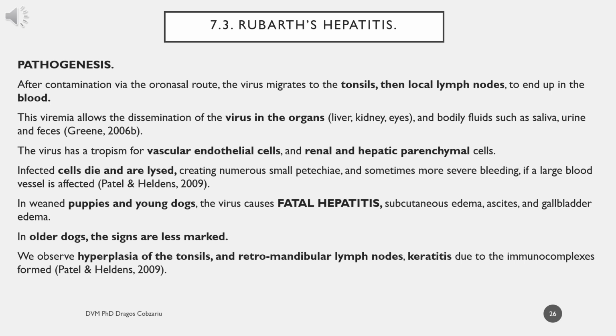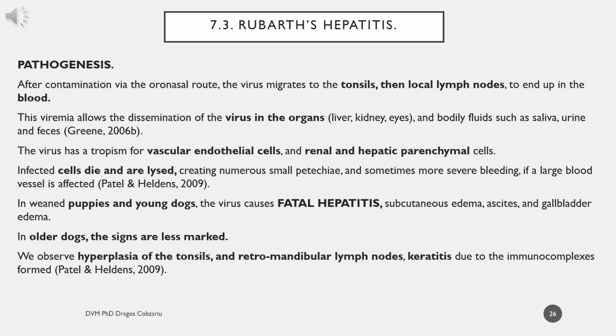Pathogenesis. After contamination via the oronasal route, the virus migrates to the tonsils, then local lymph nodes, to end up in the blood. This viremia allows the dissemination of the virus in the organs, liver, kidney, eyes, and bodily fluids such as saliva, urine and feces. The virus has a tropism for vascular endothelial cells, and renal and hepatic parenchymal cells. Infected cells die and are lysed, creating numerous small petechiae, and sometimes more severe bleeding, if a large blood vessel is affected. In weaned puppies and young dogs, the virus causes fatal hepatitis, subcutaneous edema, ascites, and gallbladder edema.